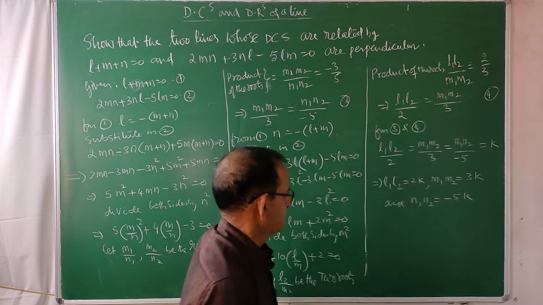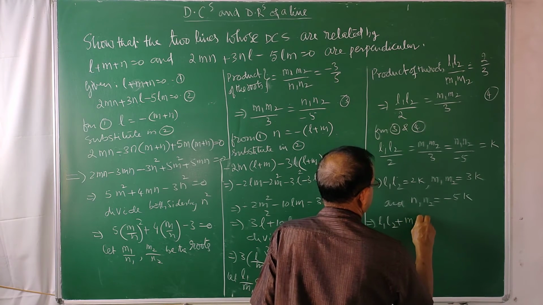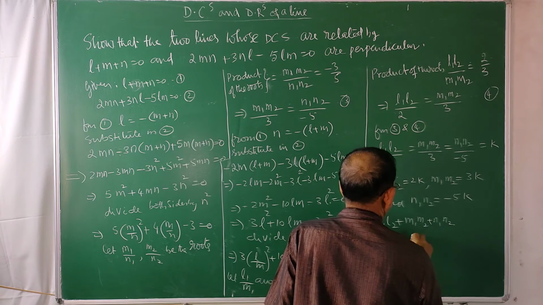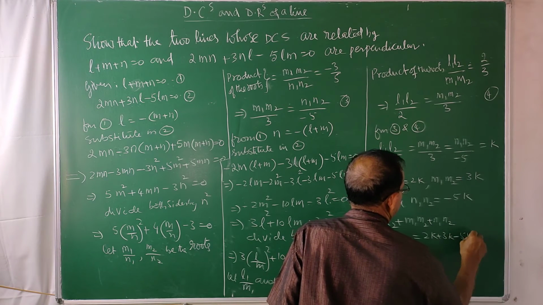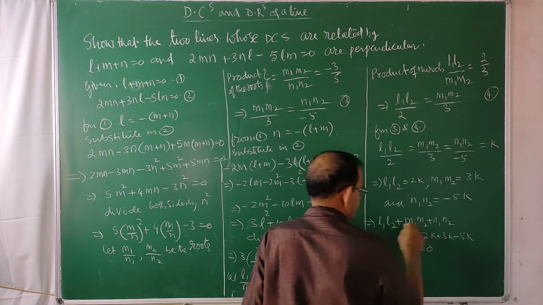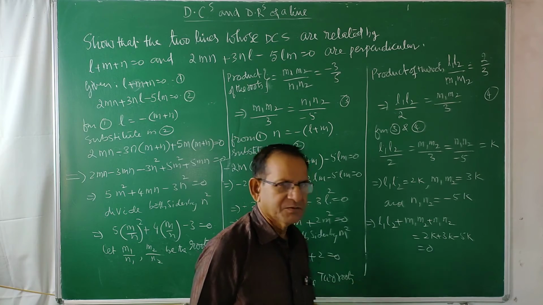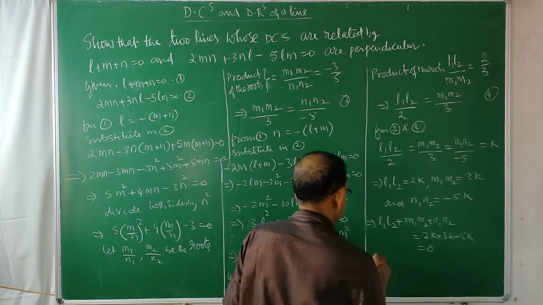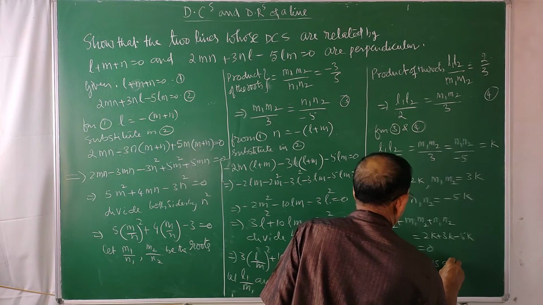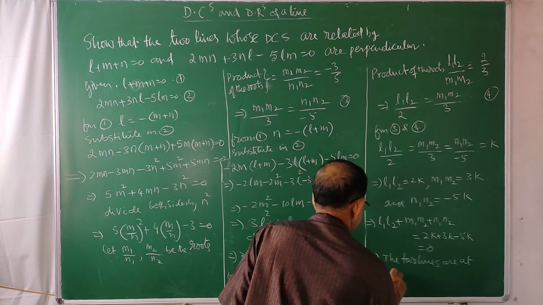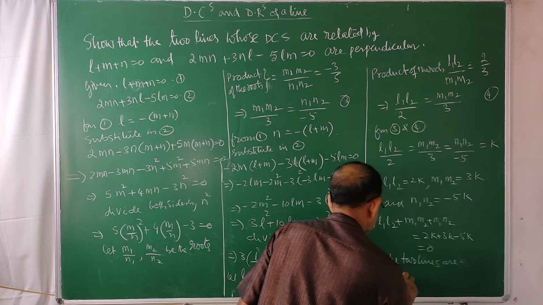Now let us take the sum of these three. That implies L1 L2 plus M1 M2 plus N1 N2 is equal to 2K plus 3K minus 5K. 5K minus 5K, that is 0. If theta is the angle between the two lines, cos theta is 0, which means theta is equal to 90 degrees. That implies the two lines are at right angles, or perpendicular.